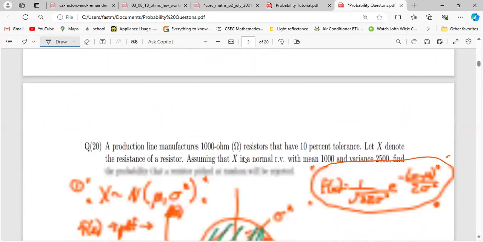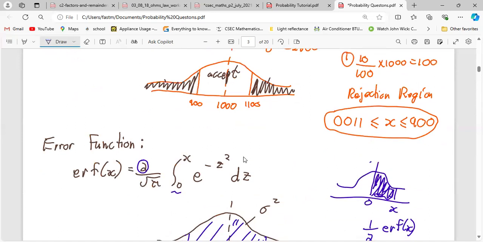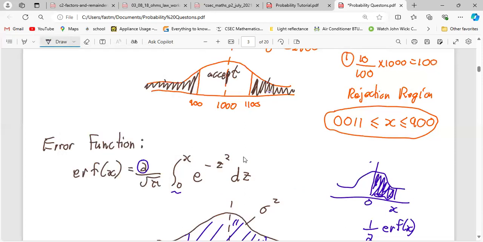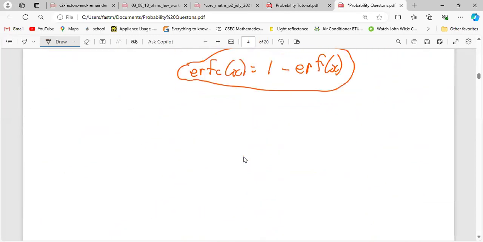So with respect to what we try to do, we want the rejection region, right? So these 2 brown pieces here. So in that case, we want to use erfc. We'll use erfc. Right? So erfc is what we want for this question. Right? So setting it up.